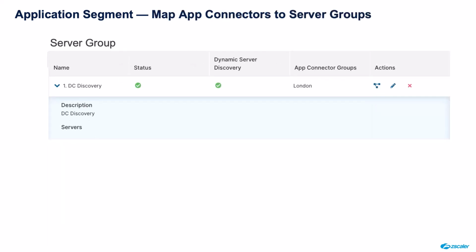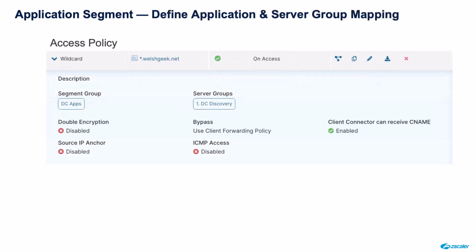Now here we have our server group called DC Discovery, and it has a single app connector group configured to it. We have dynamic server discovery enabled, which means the app connector will dynamically do the DNS resolution and create a kind of virtual server for everything that it resolves. It's somewhat similar to how a load balancer works. And in most cases, the best practice, you will want dynamic server discovery enabled here. So let's move on to the application segmentation.